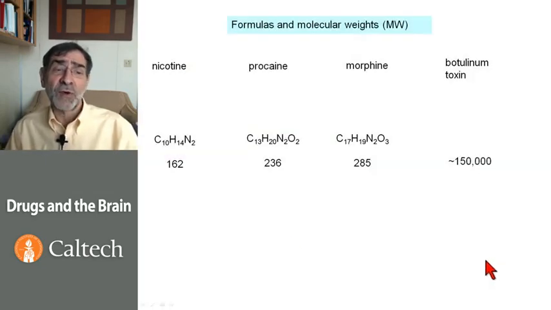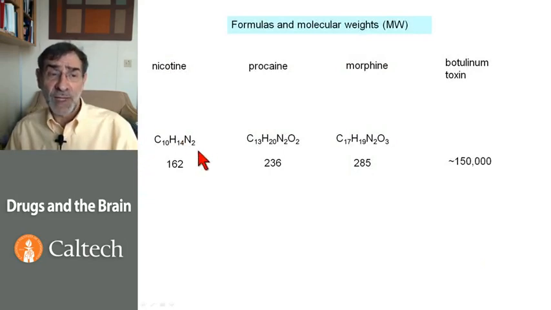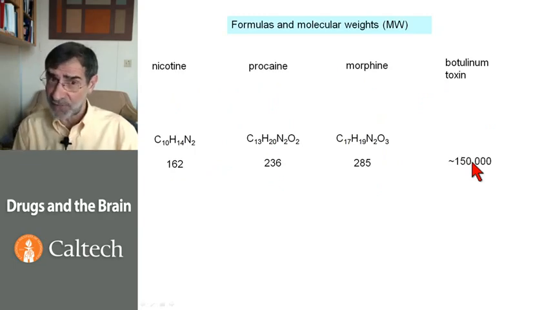Here are the overall elemental formulas for the drugs that we're considering today. Procaine has this formula. Its molecular mass is 162. Nicotine, procaine is a bit heavier. Morphine is a bit heavier yet. And botulinum toxin as a protein is much heavier.